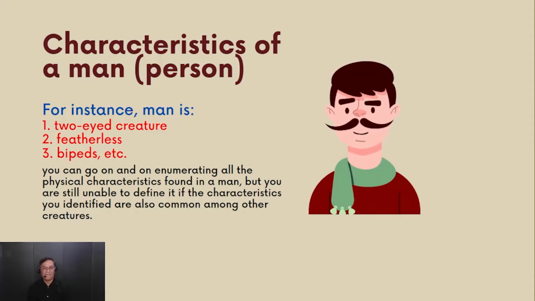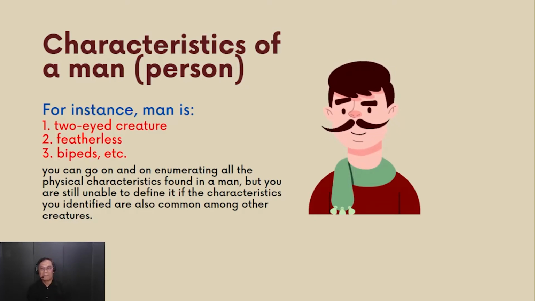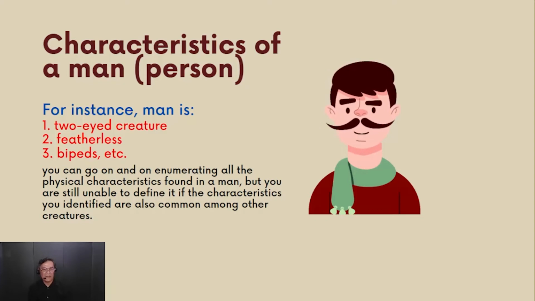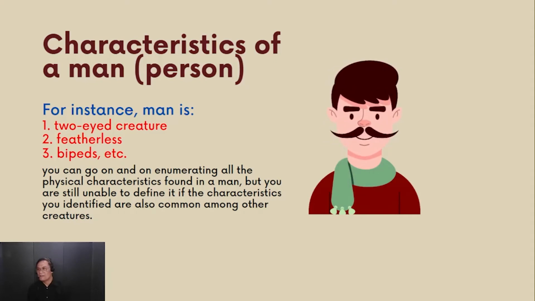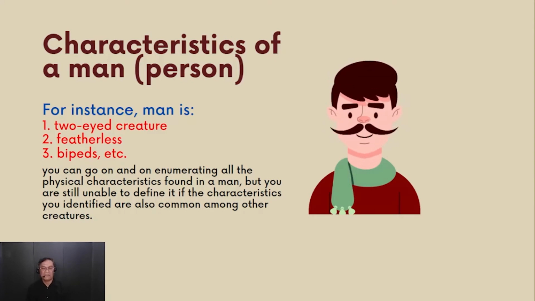And then by saying featherless, of course, man has no feathers. But there are other beings that do not have feathers also. So do you think Sophie is able to define what man is by simply saying that man is featherless? What about bipeds? No. I don't think so, because in my observation, there are creatures who are bipeds also. A good example for that is the chimpanzee. They are bipeds also, but the chimpanzee, of course, is not considered a human being.